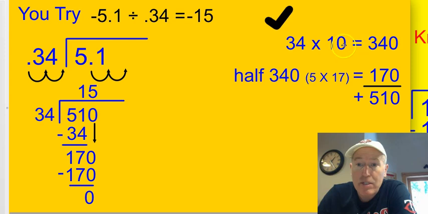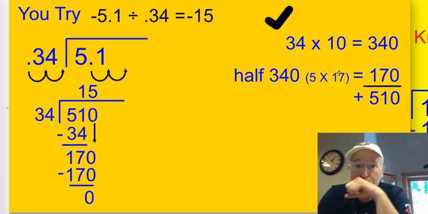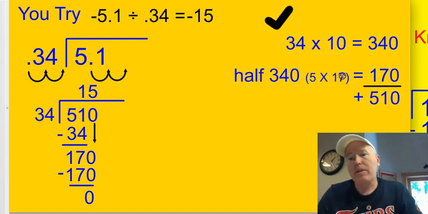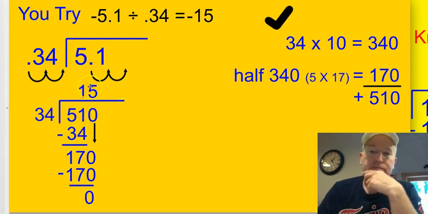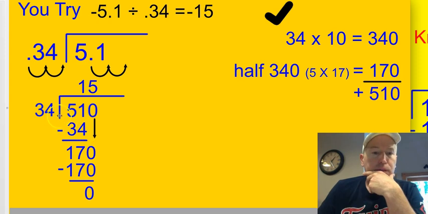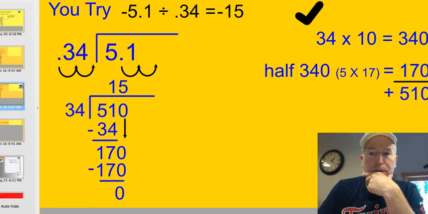So 34 times 10 would be 340. And then half of 340, or 5 times 17, would be 170. So I have my 510 there. I kind of broke that down a little bit differently as I worked it in my head, but it worked out. Should be 5 times 34, but I'm sorry, I can't change that one. 5 times 34 is 170. Sorry about that. All right, let's move on. Try your next problem here.